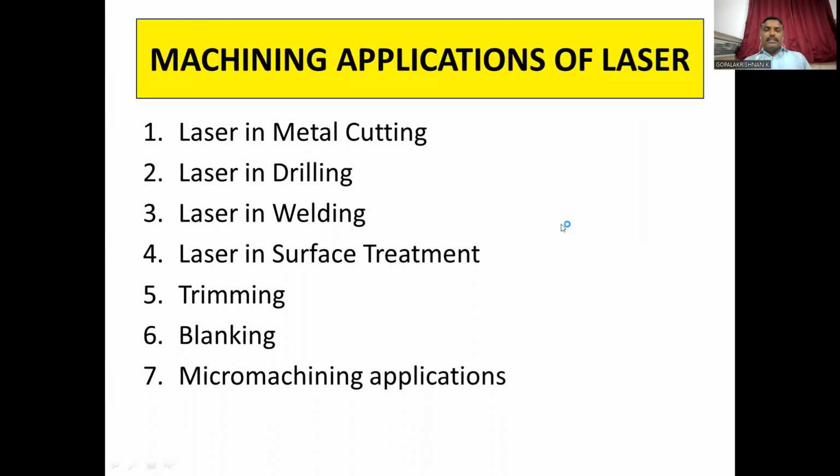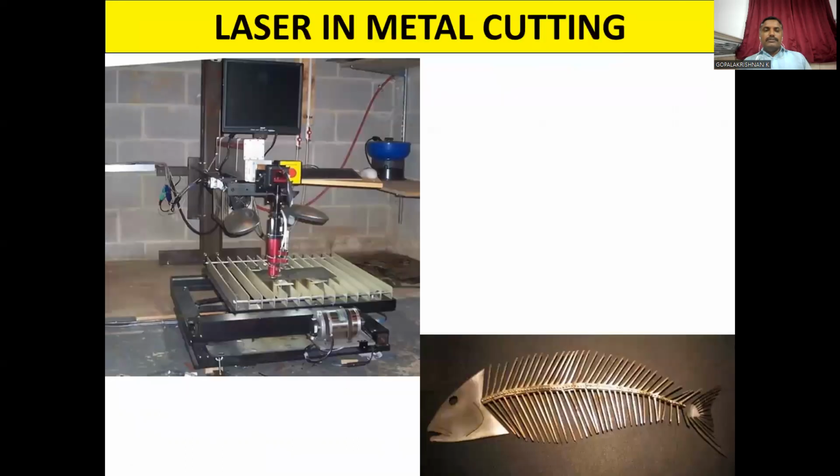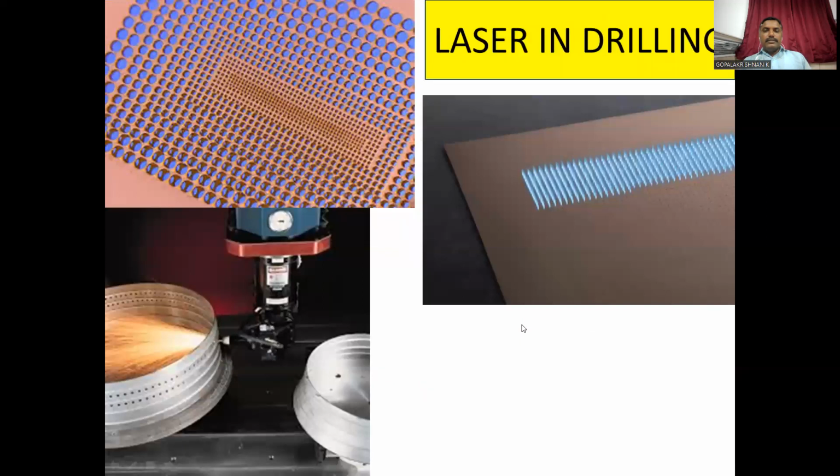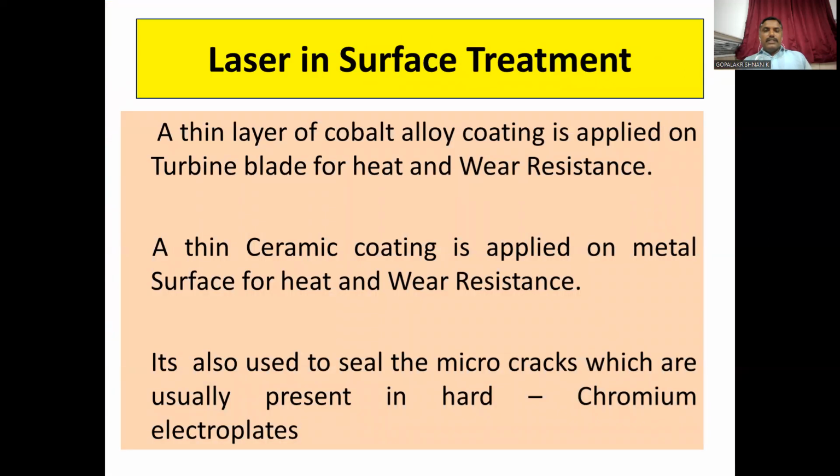These are all the machining applications of lasers. Lasers are applicable in metal cutting, drilling, welding, surface treatment, trimming, blanking, and also micro machining processes. These are all the images for the laser in metal cutting. This is the arrangement of the laser in metal cutting and some of the machining examples of the laser in metal cutting. Now laser is used in the drilling process and laser is used in the surface treatment process.